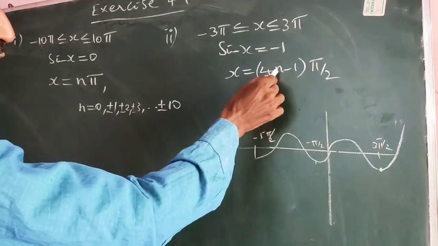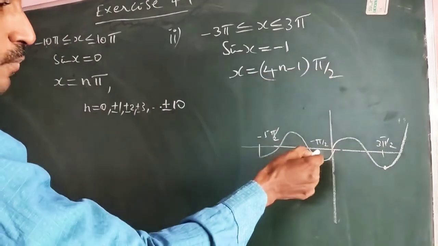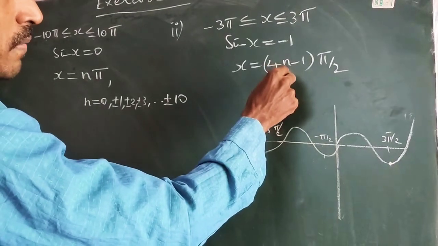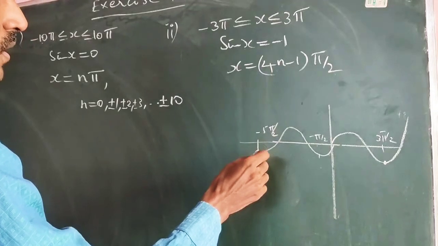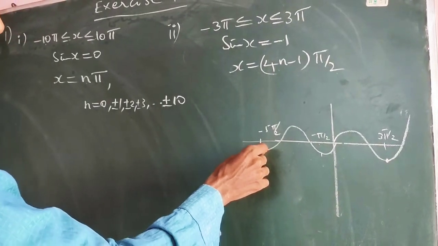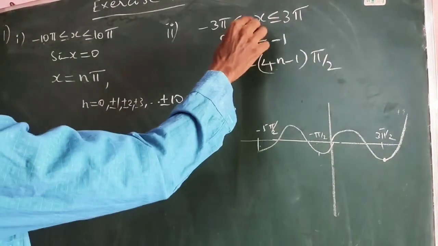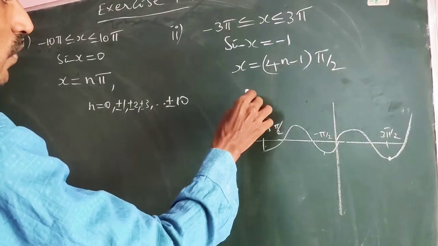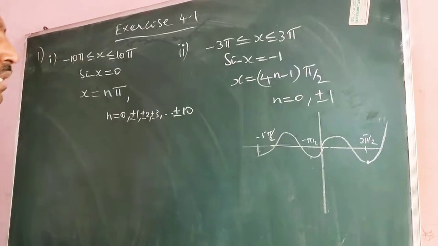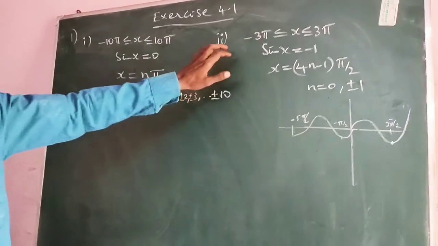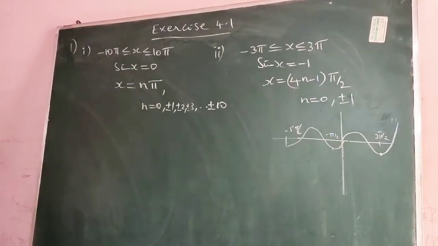If you put n equal to 0, we are getting minus pi by 2. If you put 1, 3 pi by 2. If you put minus 1, minus 5 pi by 2. They all lie in the given interval. So n equal to 0, plus or minus 1. These are the possible values for the given question.